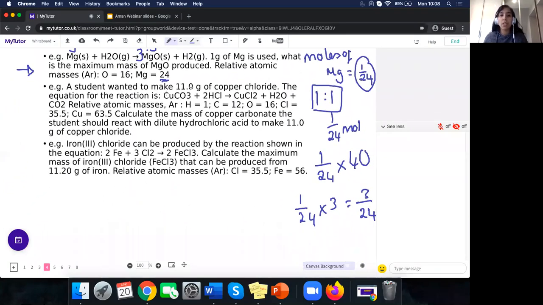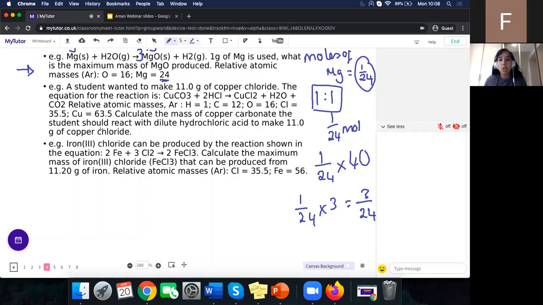A student wanted to make 11 grams of copper chloride. The equation for the reaction is below. So we can see that copper carbonate plus hydrochloric acid goes to copper chloride plus water plus carbon dioxide. The relative atomic masses are given. Calculate the mass of copper carbonate that the student should react with dilute hydrochloric acid to make 11 grams of copper chloride. So it's exactly the same as the previous question. We've been given a mass of something that we don't want. We want the copper carbonate, and we want to know the mass of copper carbonate.